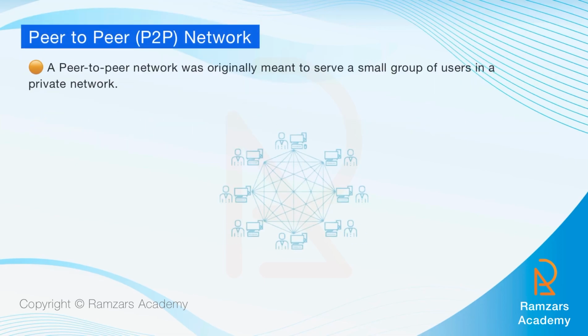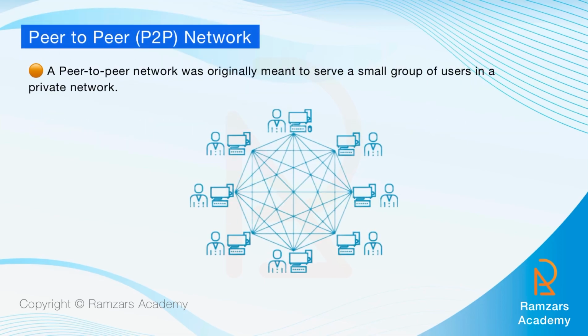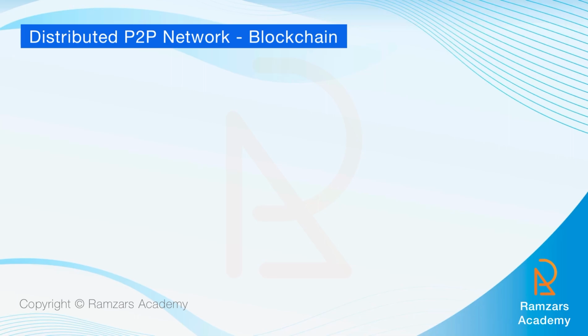On the other hand, a peer-to-peer network was originally meant to serve a small group of users in a private network, for example, a department in a small office. Till now we have discussed decentralized, distributed, and peer-to-peer networks. Now let us see how these are introduced in the blockchain network.